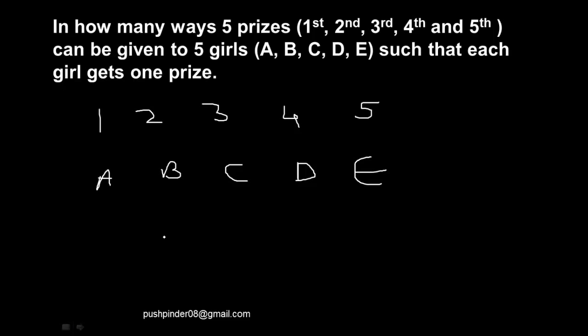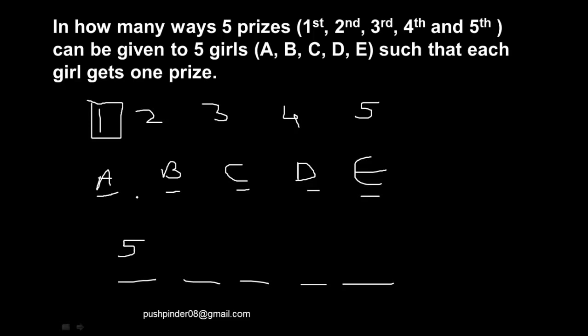Now what we have to do is draw the number of slots, one for each prize, right? So first you have to distribute the first prize. In how many ways can you distribute the first prize? You can either give it to girl A, or girl B, girl C, girl D, or girl E. So there are 5 ways in which you can distribute the first prize. Now let's suppose girl A gets the first prize.